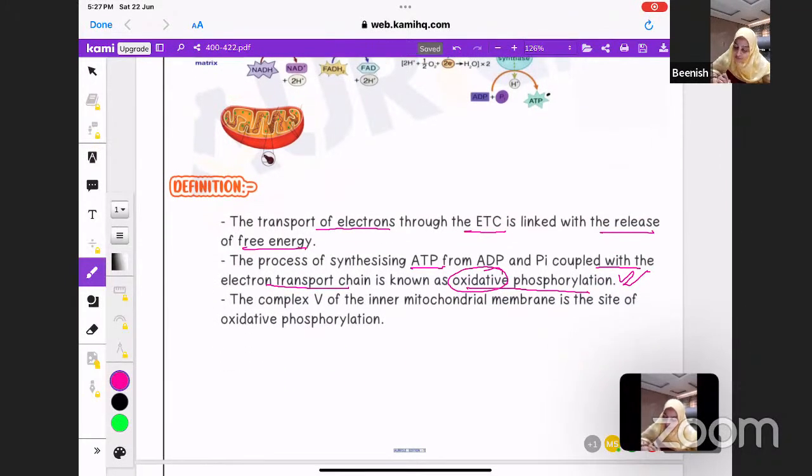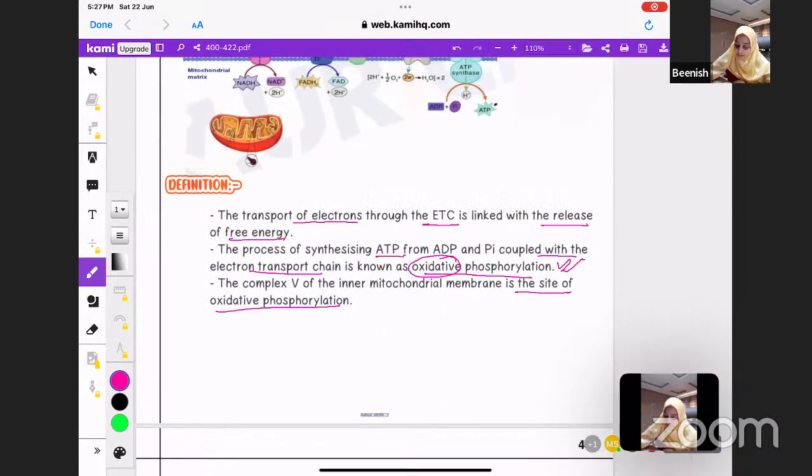Then complex 5 of the inner mitochondrial membrane is the site of oxidative phosphorylation. Why do we say that? Because complex 5 is the complex which is actually synthesizing your ATP.